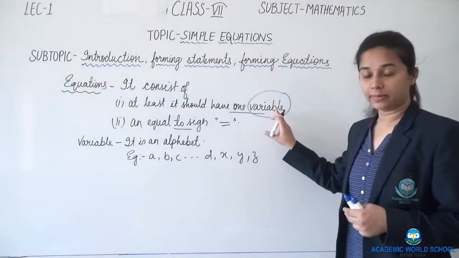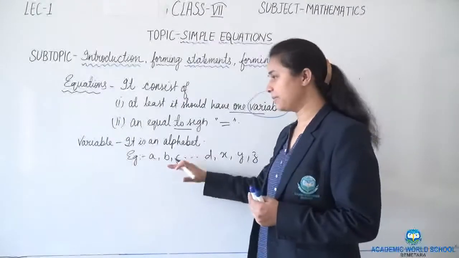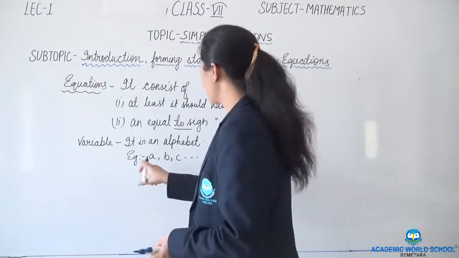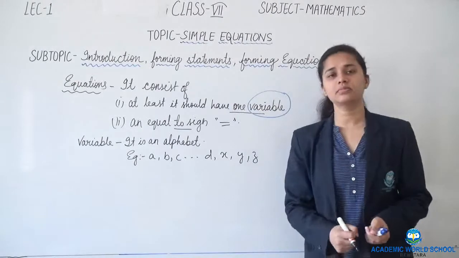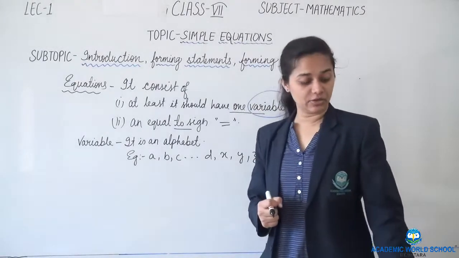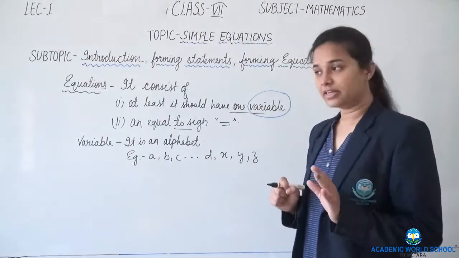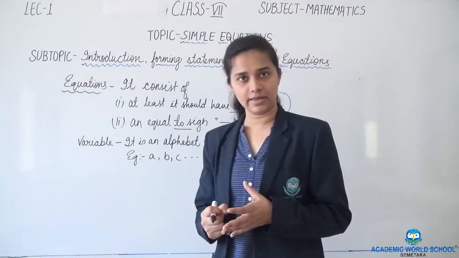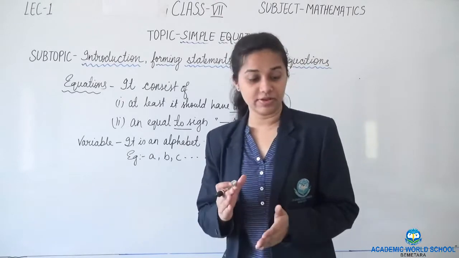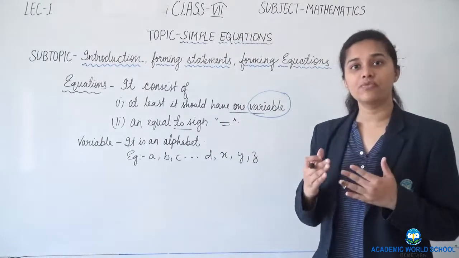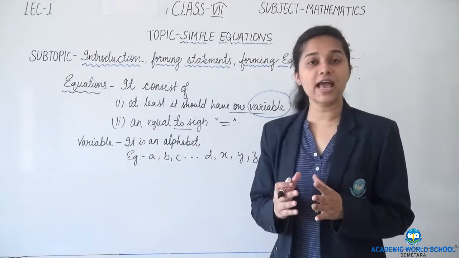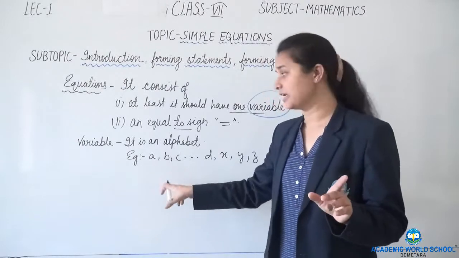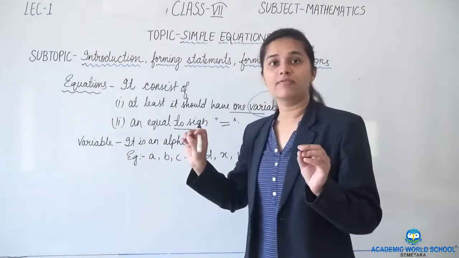Now, what do you mean by variable? Variable is an alphabet. Example: A, B, C, D, E, F. Any letter, any alphabet we can use. Now, why do we use this variable? Variable does not have any value. When we don't know the value, we take the help of a variable. Variable means it varies. It does not have any fixed value. A is not having any fixed value, isn't it? So that is why it is called variable.